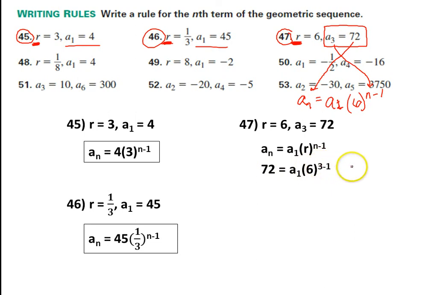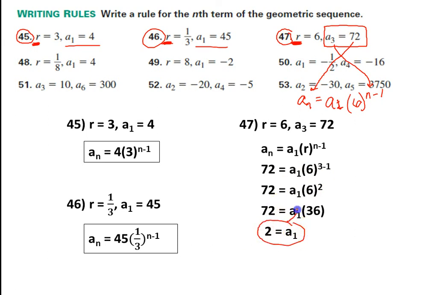You have to find that a sub 1. They didn't give it to us. 3 minus 1 is 2. 6 squared is 36. Divide to find your a sub 1. So a sub 1 is 2. But to find the rule, we have to take it and plug it back in. So where does that go? That goes into our a sub 1, and we already knew R was 6. So we have 2 times 6 to the power of n minus 1. And again, can I make this 12 to the power of n minus 1? Can you multiply those? No, those are not the same thing. Do not multiply those. Keep them separate.